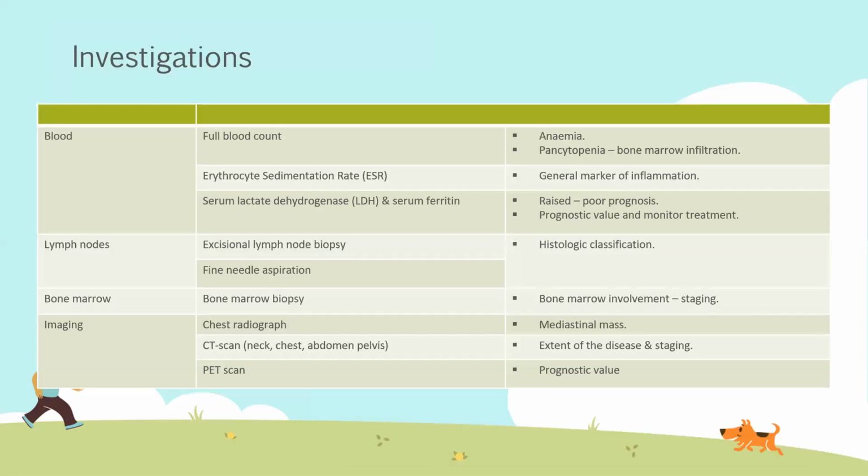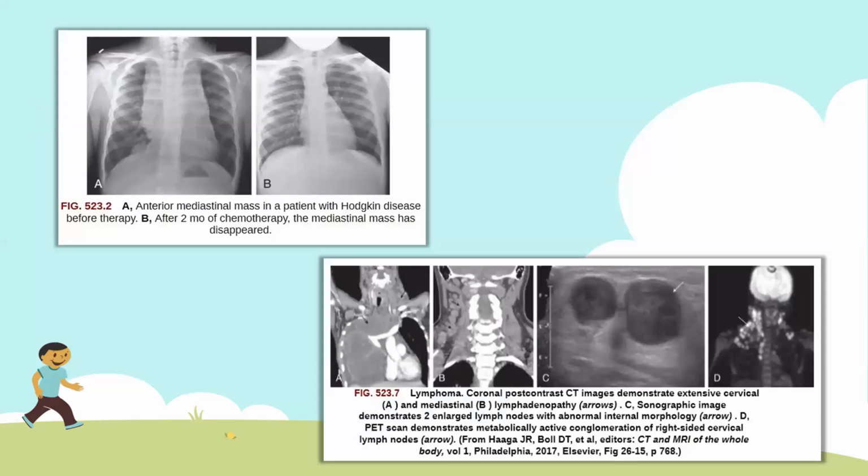Next slide. So this is an overview. This is the figure for the chest X-ray. It shows an anterior mediastinal mass in a patient with Hodgkin lymphoma, and the progression after 2 months of chemotherapy. Next slide.